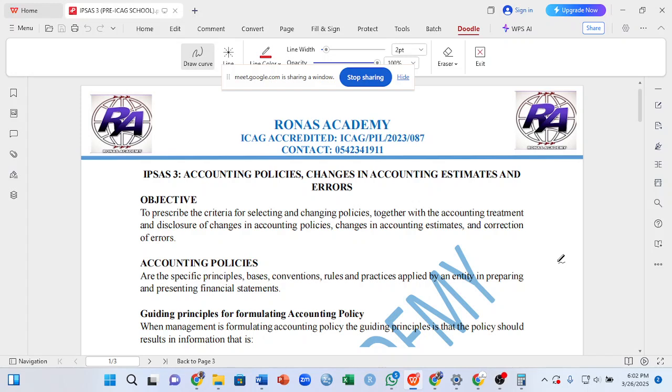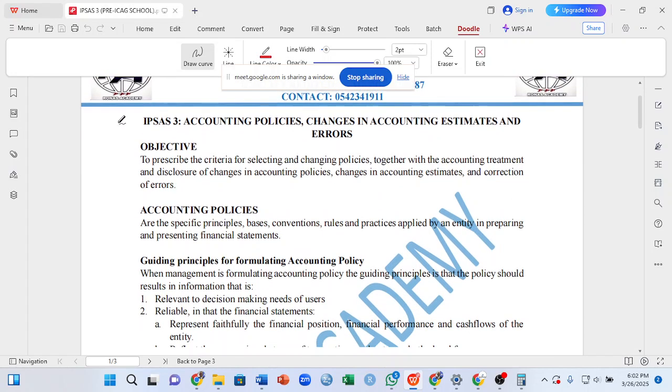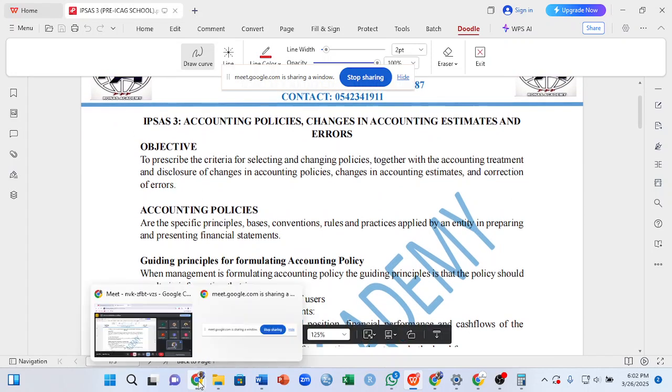The preparation of the final accounts. One of the relevant standards you'll be quizzed or examined on as one of the additional information will be IPSAS 3.